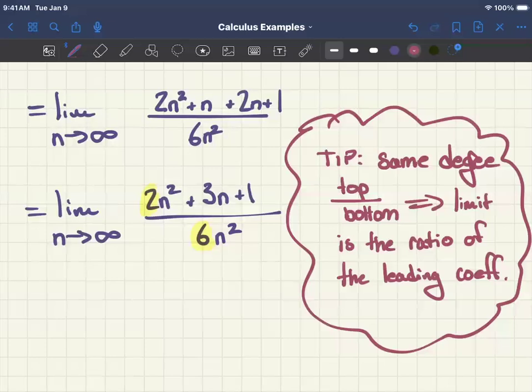Okay, so why is that the case? I'm going to go through and show you why that is always going to work out. In this case, if we wanted to end our solution right now, we just say it's 2/6 or 1/3.